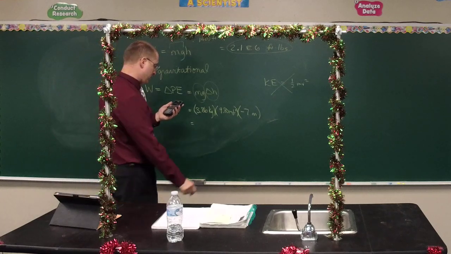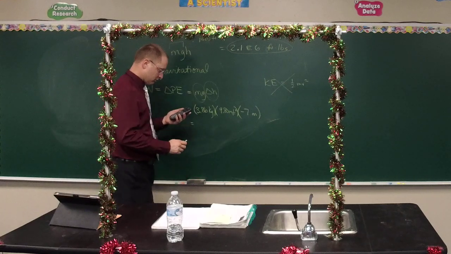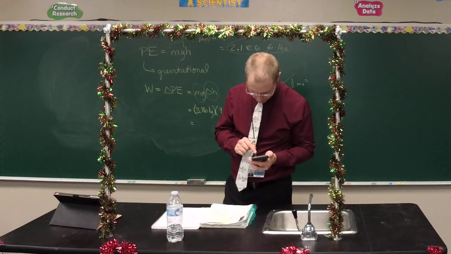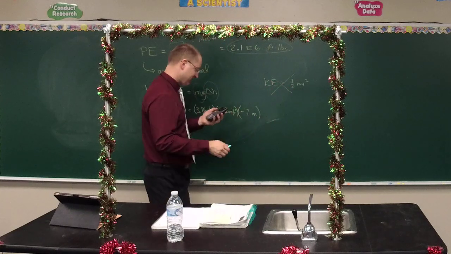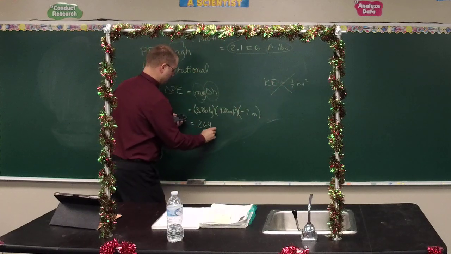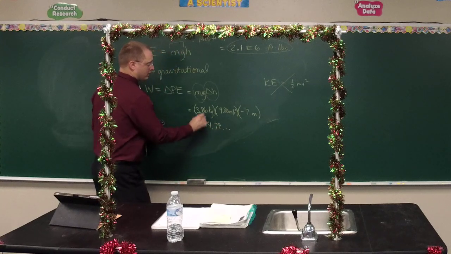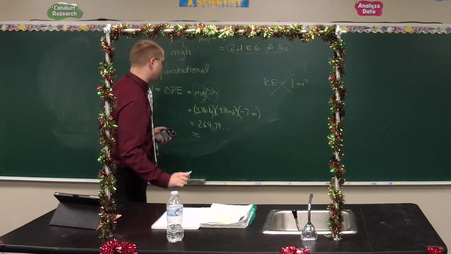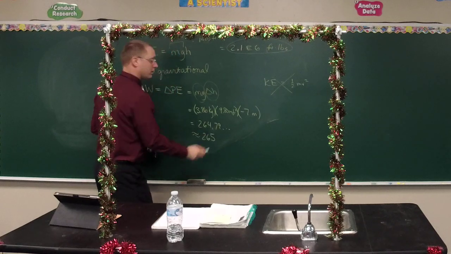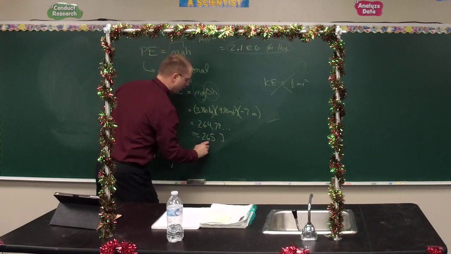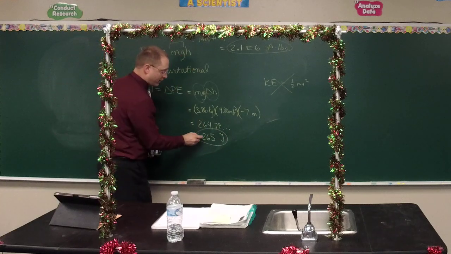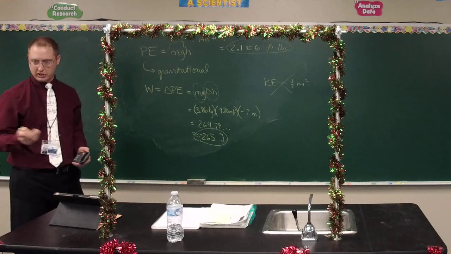How much work do we have done? 264 point. I typed something wrong. Yeah, what did you say? 264.796. Okay, and then round it off to 3 sig figs? 265. Yes, it is 3 sig figs. 265 joules of work done. But since it stopped the brick, since it took energy from the brick, negative 265 joules.